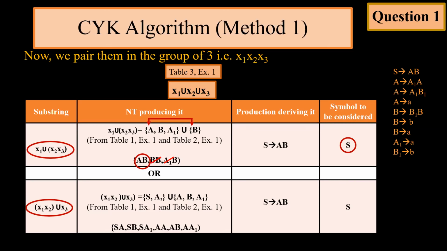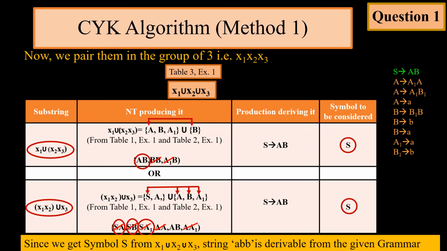Likewise, we will derive x1, x2 union x3, that is S and A union A, B, A1. S union A, SA, S union B, SB, S union A1, SA1, A union A, AA, A union B, AB and A union A1 is AA1. The only production which is deriving among all these six productions is S tends to AB. So the symbol to be considered is capital S. Since we get the start symbol at the end, we can say that the string ABA is derivable from this grammar.